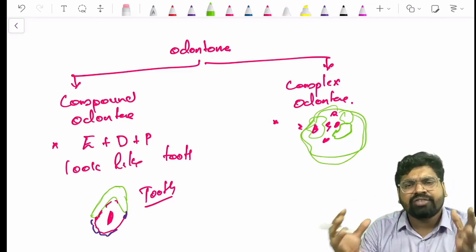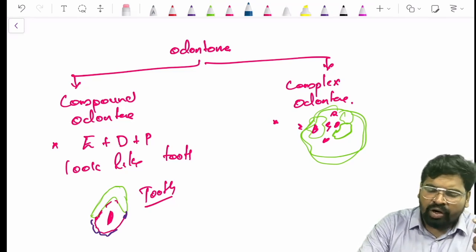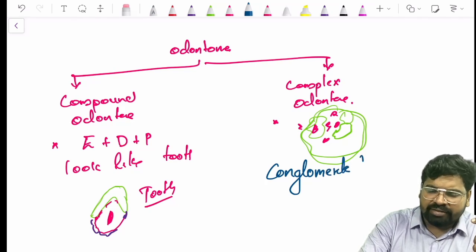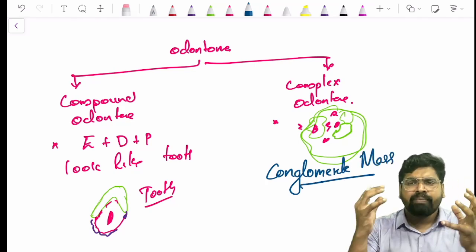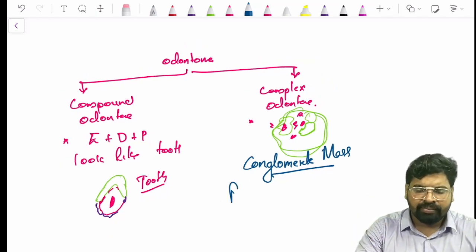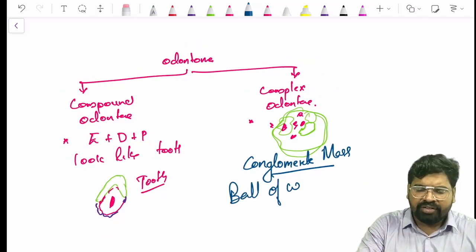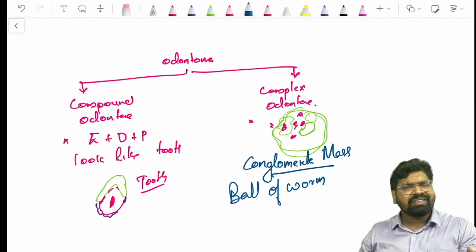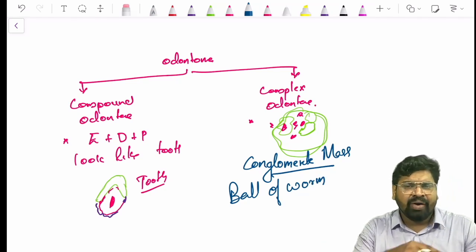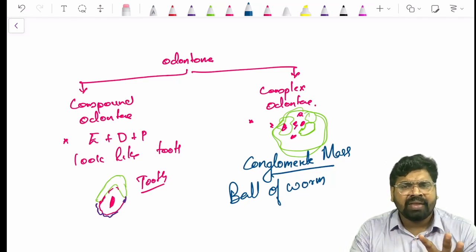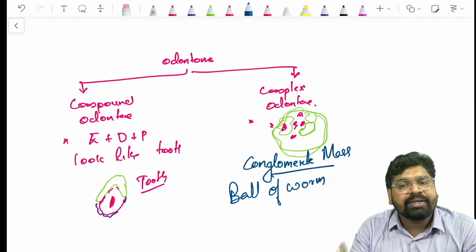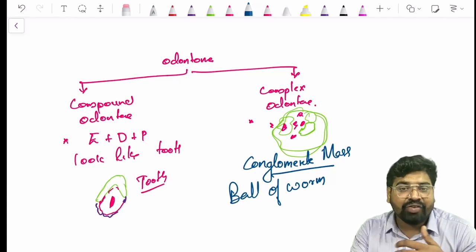It is just a mass of tissue, so we call it a conglomerate mass. Conglomerate mass means it is just a ball, a ball of worms. It is just a mass of tissue which has enamel somewhere, dentin somewhere, pulp somewhere. A hard tissue mass. That is complex odontome, according to its structure.